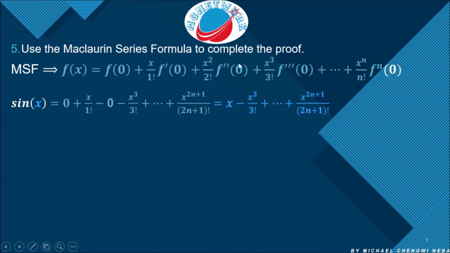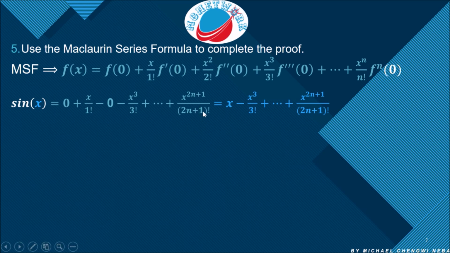Now you move forward. If you differentiate sine x 3 times, it simply means that you are differentiating the derivative of the first derivative. We are going to have cos x. And when you substitute 0, cos x is equal to 1. 1 multiplied by this expression, you are going to have x cubed over 3 factorial. You continue until the last term, and you apply the same pattern by differentiating the value you have.